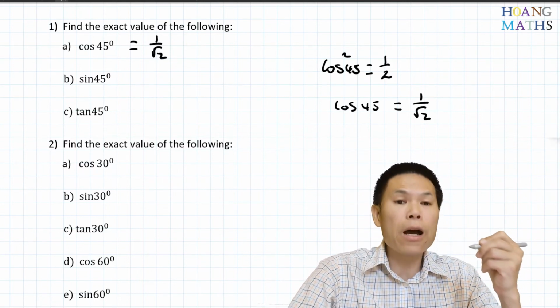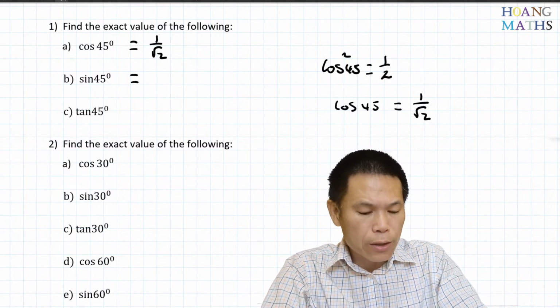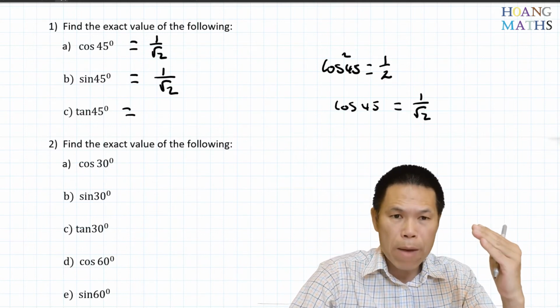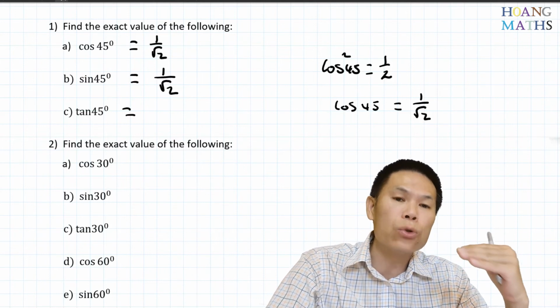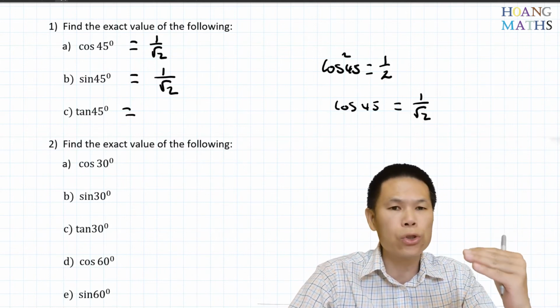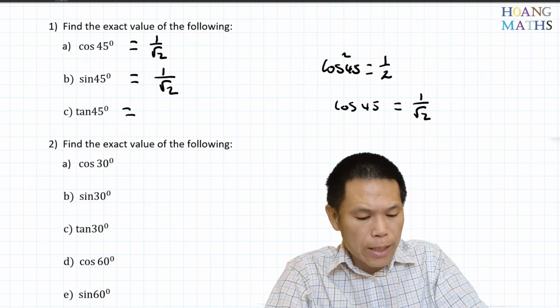Then sine of 45 is exactly the same as cos of 45, which is 1 over root 2. And tan of 45, if you remember the unit circle, is equal to sine 45 over cos of 45. Otherwise, just use your calculator and it also gives you 1. So the answer is 1.